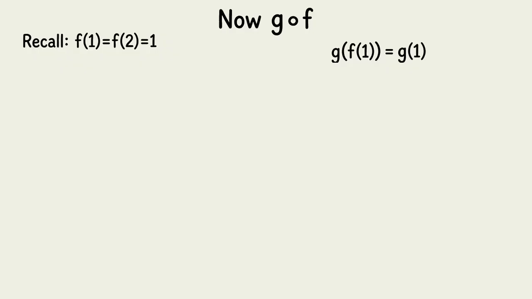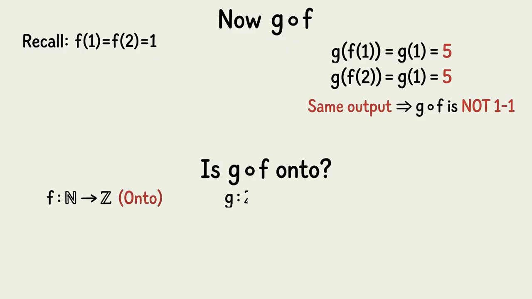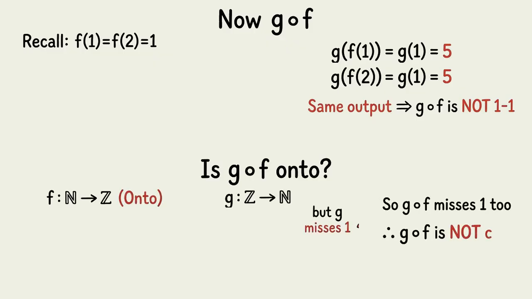Now g∘f. We already saw that f(1) = f(2) = 1. So (g∘f)(1) = g(1) = 5, and (g∘f)(2) = g(1) = 5. So two different inputs give the same output. That means g∘f is not one-one. Is g∘f onto? f maps N onto Z, and g maps Z to N, but g misses 1. So g∘f misses 1 too. Therefore, g∘f is not onto.